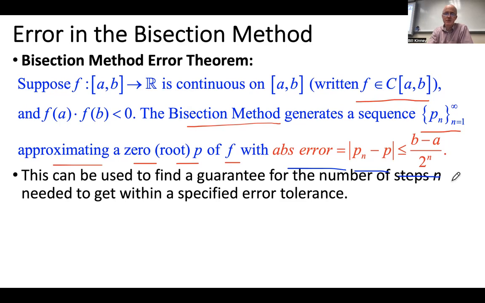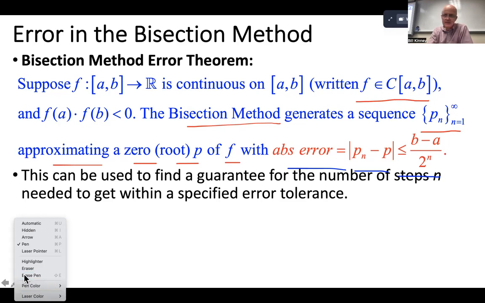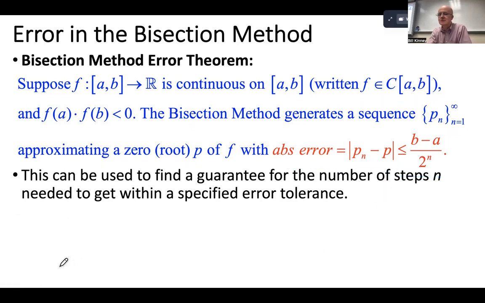This can be used in particular to find a guarantee for the minimum number of steps n needed to get within a specified error tolerance. I didn't mean to cross off the steps n there. My pen did that. Let me erase it. There we go. In other words, if I want to ask myself how big n should be at a minimum to guarantee that the absolute error is less than 0.01, I could use this inequality.